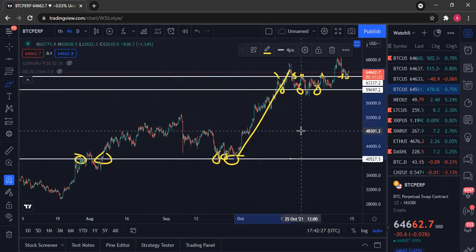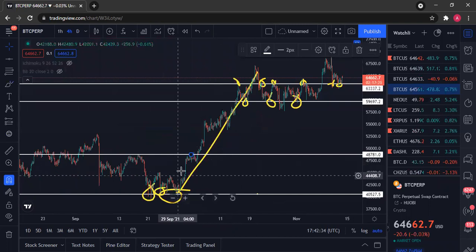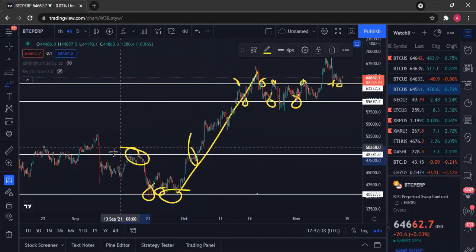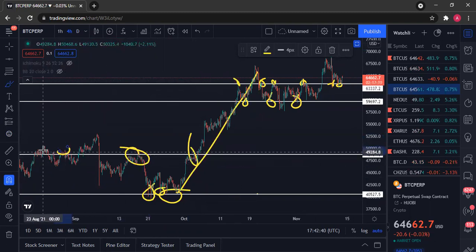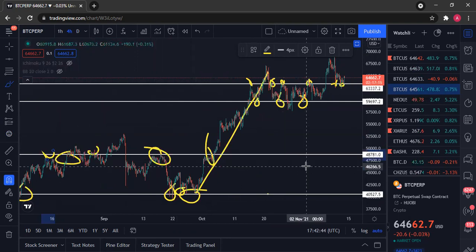So let's see, maybe we can have one around there also. Can you see one is also here? It was used here. It was used here also. It was used as a support here. And also we have one here. So, can you see?